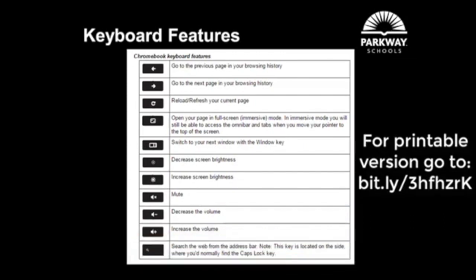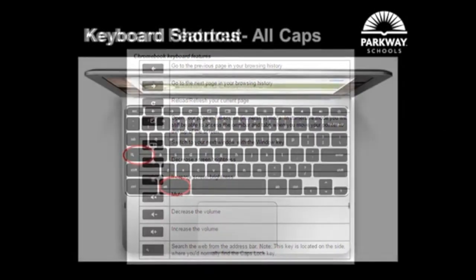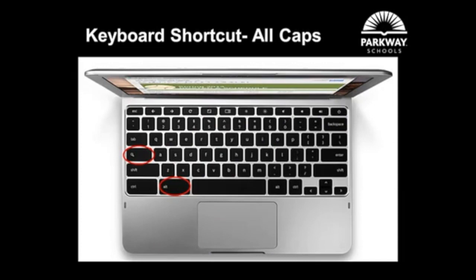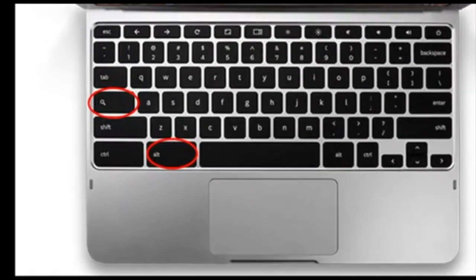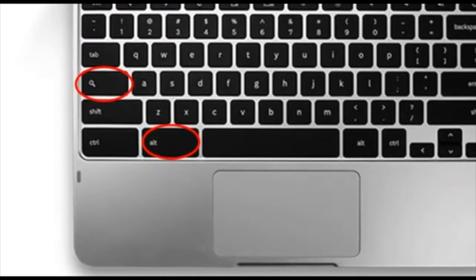Since the search key is located where the caps lock usually is, let's look at how you can use all caps on a Chromebook. Instead of a key on the keyboard, caps lock is a keystroke or a combination of keys that are pressed at the same time. Holding down the Alt key in addition to the search key with the magnifying glass on it will turn on all caps. You can do the same keystroke to turn it off.